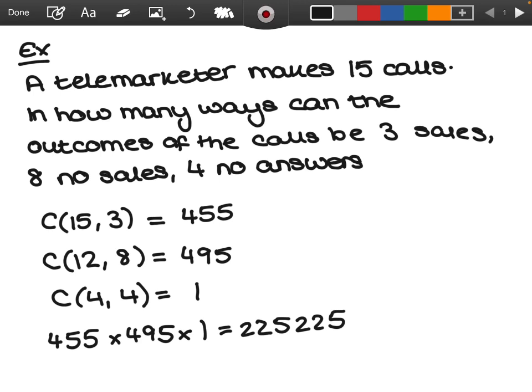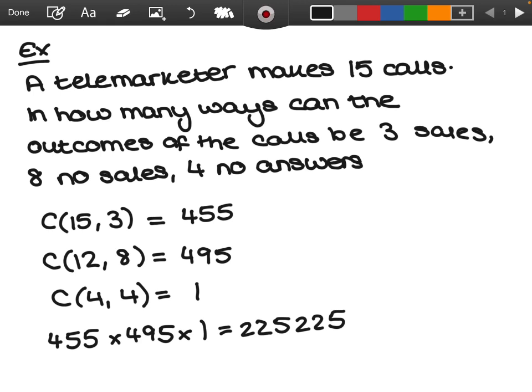That then just leaves me with 4 calls. And I want to look at in how many ways can I get 4 no answers, so 4 of a particular outcome out of the 4 remaining calls. Well, there's only one way of doing that. Okay, there's only one way that we can get 4 of one specific outcome if we've only got 4 things left, and that is if every single one of them was a no answer, every single one of them was that particular outcome of no answers.